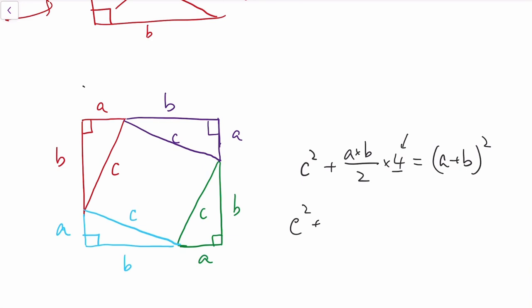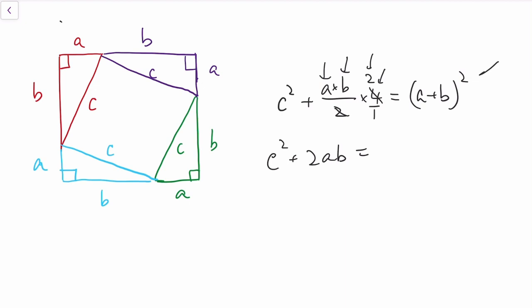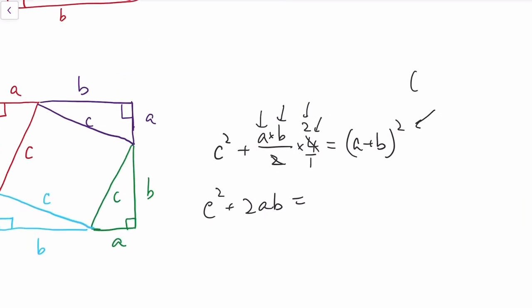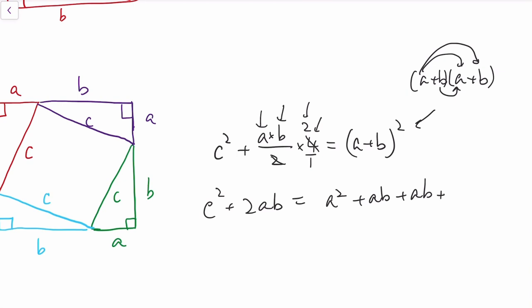So 4 is like 4 over 1, so the 4 and 2 cancel out. So this is 2 times A times B, so it's 2AB. And then we need to expand this bracket. So A plus B squared really means A plus B times itself, so A plus B times A plus B, so we'll expand. So A times A is A squared, A times B is AB, B times A is BA, but that's also AB, they're the same, and then B times B is B squared.